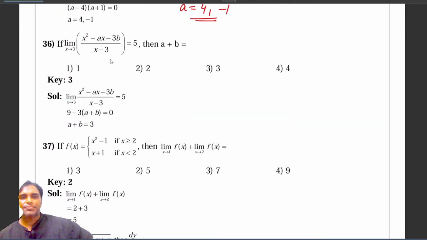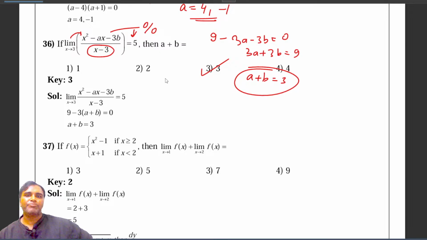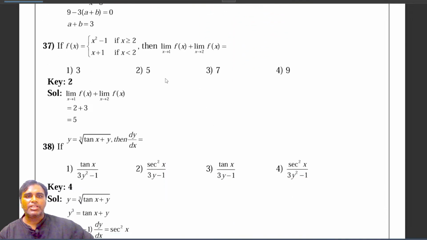36, again a good question. If I put 3 here, it will be 0 by 0 form, because the right hand side is some finite value, so it is a solvable limit. The limit can be solved, definitely it will be solved. So now what we have to do here is, it should be in what form? 0 by 0 form. If you put 3 in the denominator, you are getting 0, so in the numerator also it should be 0. So 9 minus 3a minus 3b is equal to 0. So 3a plus 3b is equal to 9. So what is the a plus b value? That is 3. So answer is option 3. 36, option 3.